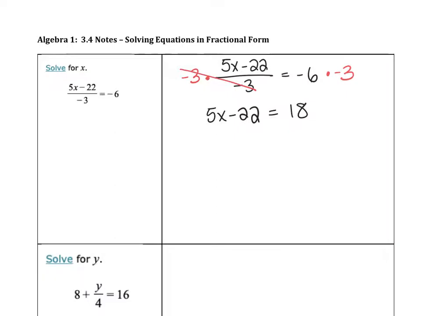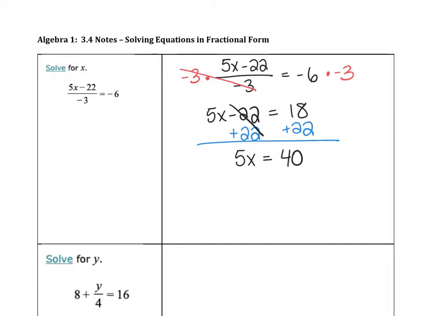So remember, when we are doing two-step equations, our first step is to undo or get rid of the adding or subtracting. Since this x is getting subtracted by 22, I'm going to do the opposite, and add 22 to both sides. When I do that, the 22s go away. 5x equals 18 plus 22, which is 40.